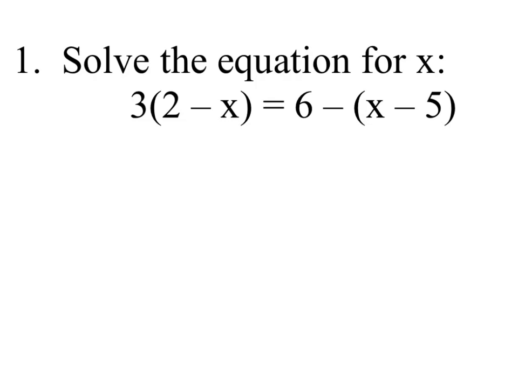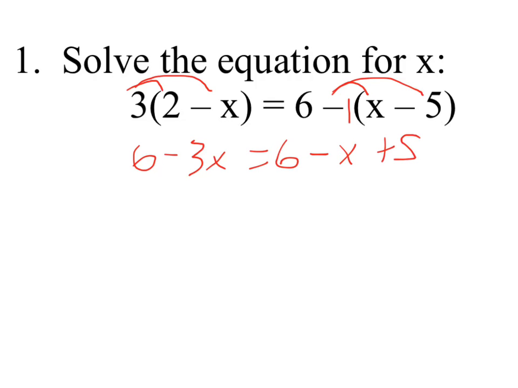You need to first get rid of all these parentheses, so you can distribute these numbers in front. If there's no number there, the number there is 1, so put a 1 there. And we'll have 6 minus 3x on the left. Right side we'll have 6 minus x, and then plus 5. Do not do the subtraction there first. You have to distribute first, and then you can start combining like terms, like 6 plus 5 makes 11.